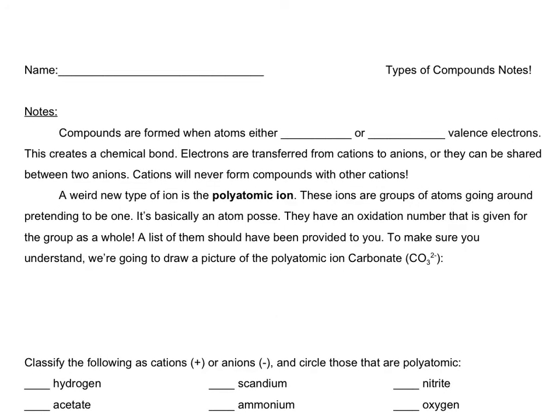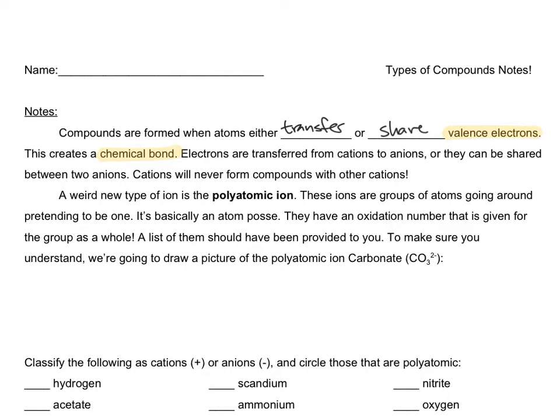Compounds are formed when atoms either transfer or share valence electrons. Valence electrons are those on the outside shell of the atom, so on that very outer ring. When atoms share or transfer those valence electrons, it creates a chemical bond. And there are a few ways this can happen.